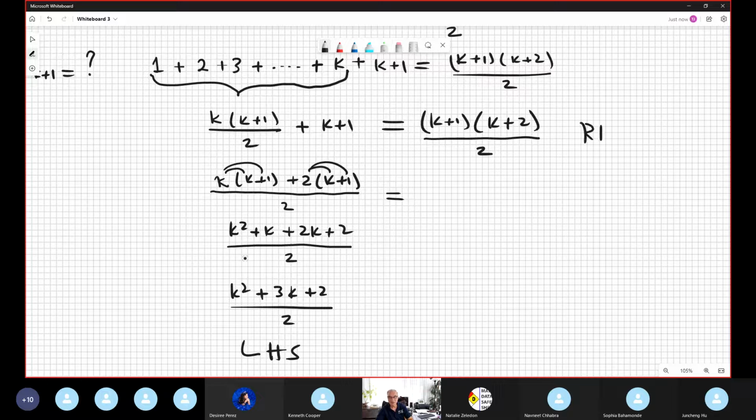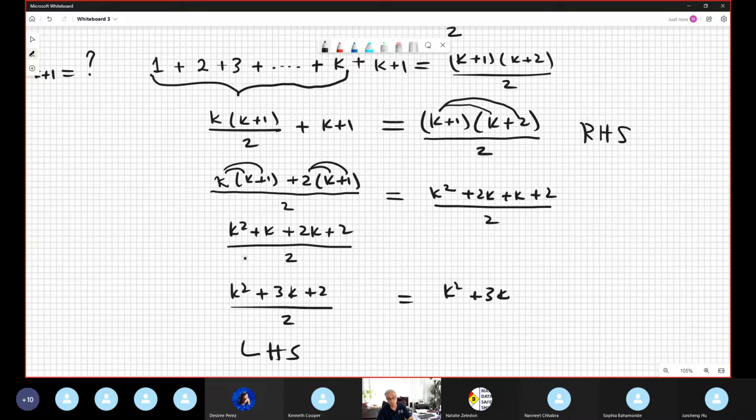In the right hand side, you apply FOIL here. k times k, k squared. k times 2k, 2k. 1 times k, 1k. And 1 times 2 is 2. And we combine like terms again. We have k squared plus 3k, because 2k plus 1k is 3k, plus 2. This is the right hand side, equal to the left hand side.